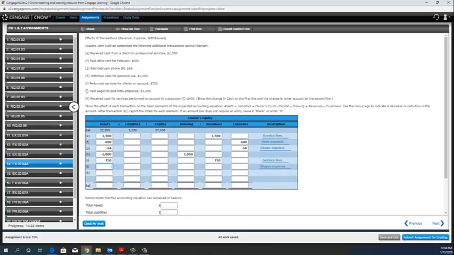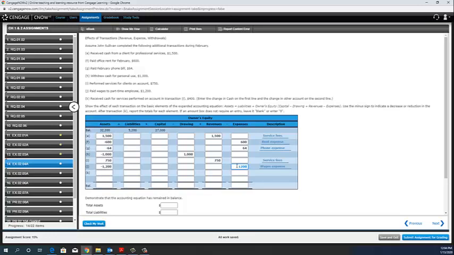Okay, let's look at J. We paid wages to part-time employees. We paid them, so we're going to reduce cash by $1,200, and then wages is an expense, a cost of doing business.